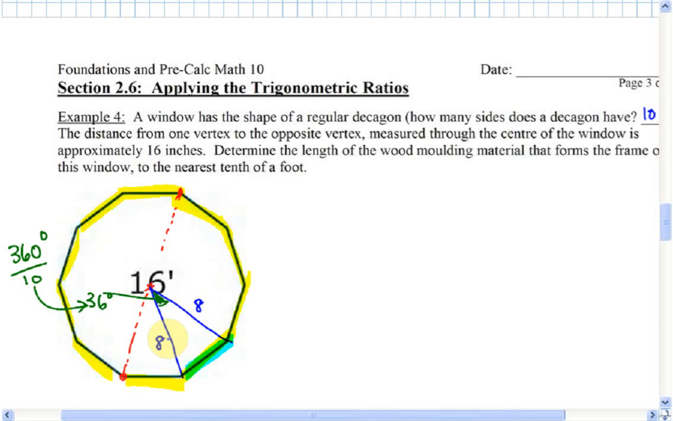So let me just try to redraw this triangle for you so you can see it better. 8, 8, and the angle here is 36. How can I find the length of this side over here? Stella, sure. Divide the triangle in half?